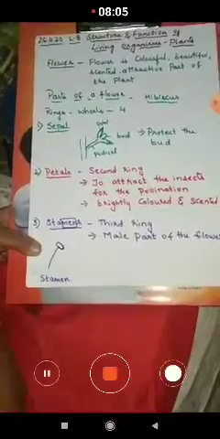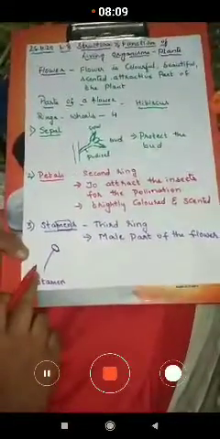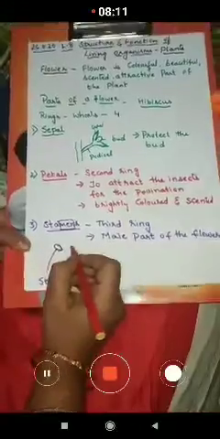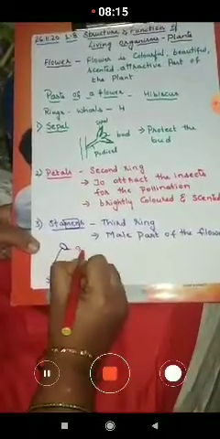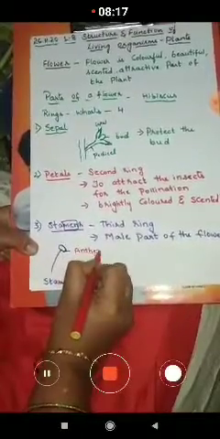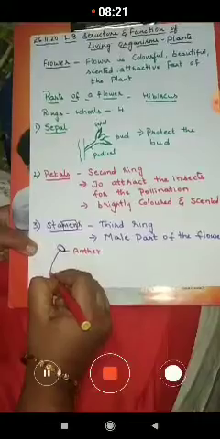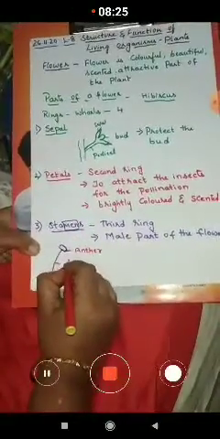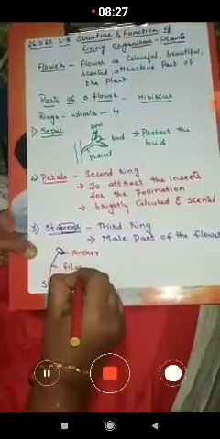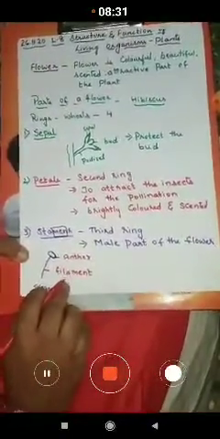Okay. Now each stamen, this is one stamen I have drawn here. Each stamen has a bag-like structure. You can observe this is a bag-like structure. It is called anther. And here you can observe the long tube-like structure. This is called filament.